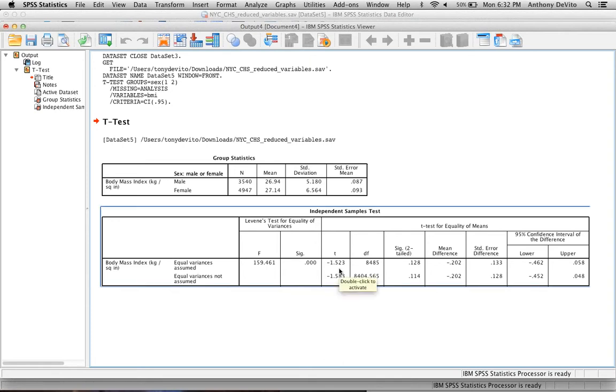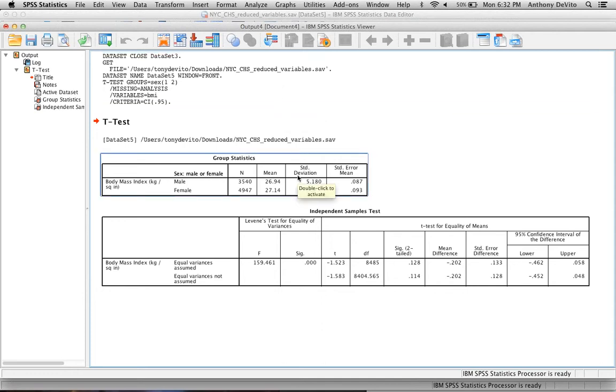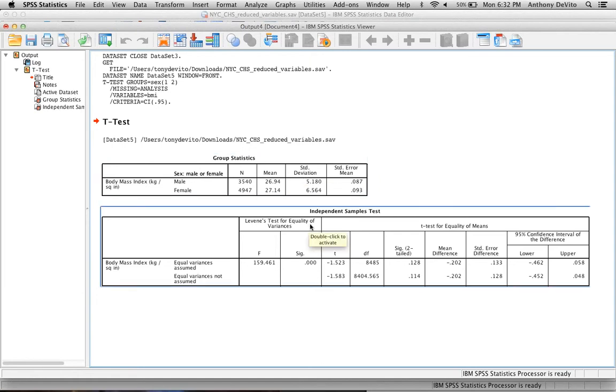Okay? That's the way I would do a t-test to see if my null hypothesis that there's no difference in average BMI for males and females in this population. My alternative is that there is a difference. Now, notice it really didn't matter if I picked out the top one or the bottom one. They both have a p-value, a significance, greater than 0.05, so neither one of them would have let me reject the null hypothesis.